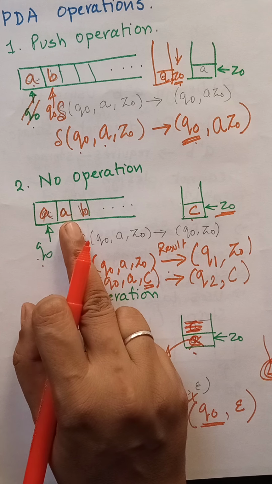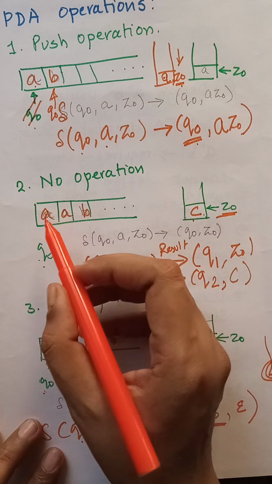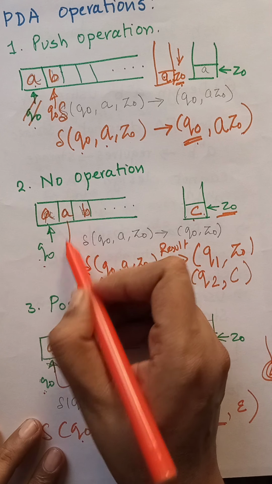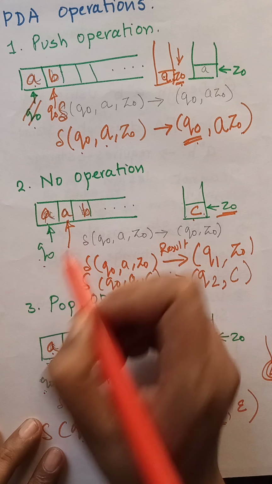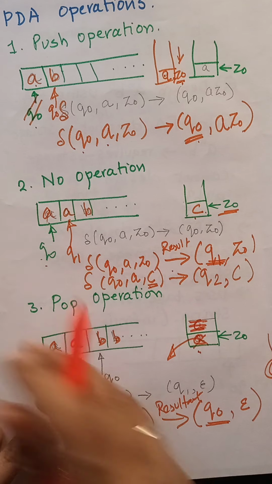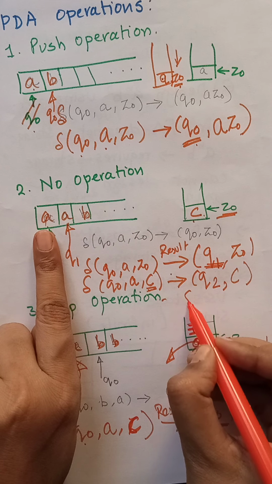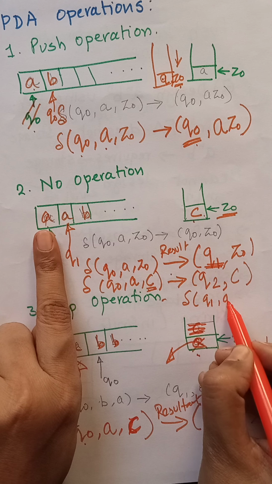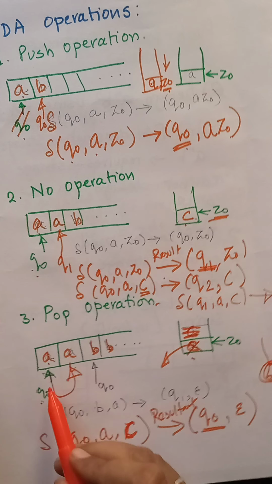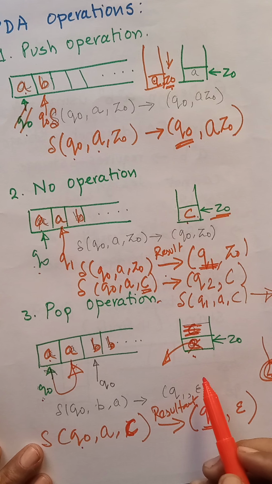Now what about the no operation? After the no operation, nothing has happened. Here c will remain as it is, here a will remain as it is, but the pointer will be moved ahead by one cell. And the resultant state we have taken here is given the name q1. So now if you want to write the next transition for this one, it is the transition of q1 with a and the top of the stack as c, and whatever resultant thing you want to write, you can write.